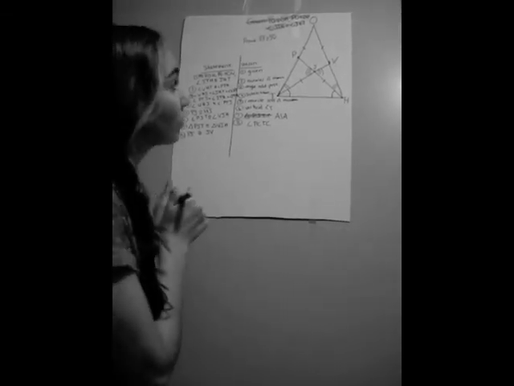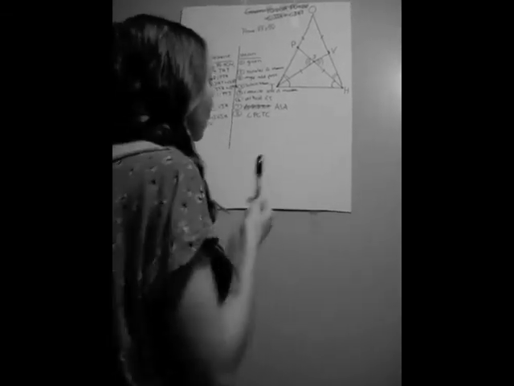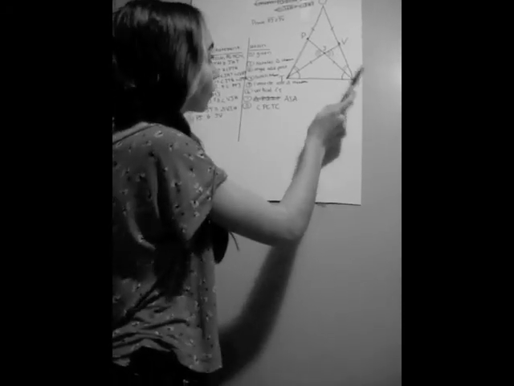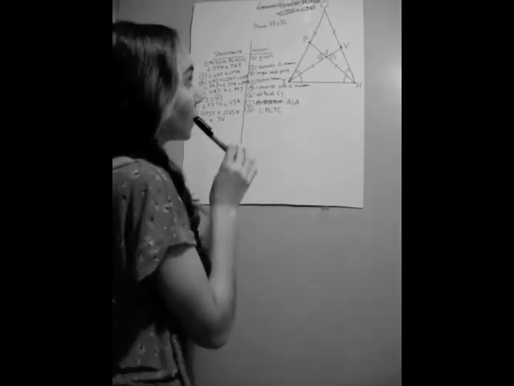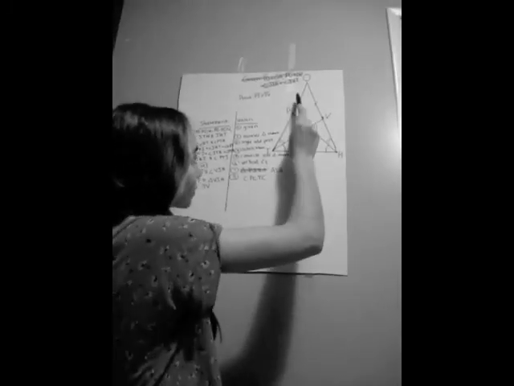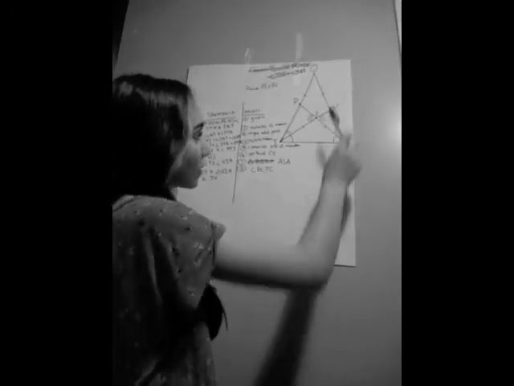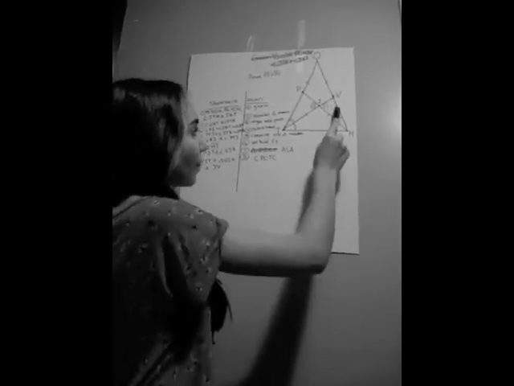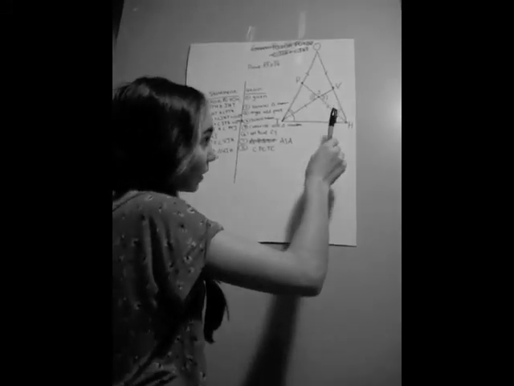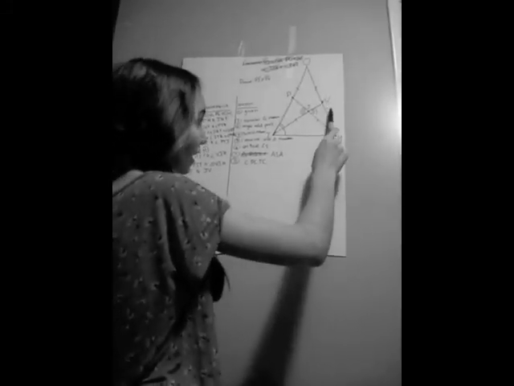But you also could have proven that this side is congruent, or segment VH is congruent to segment PT, because this whole side is congruent to this whole side, and this side is congruent to this side. So you could have just used subtraction and gotten that this side is congruent to this side. And then that would have been side angle side.